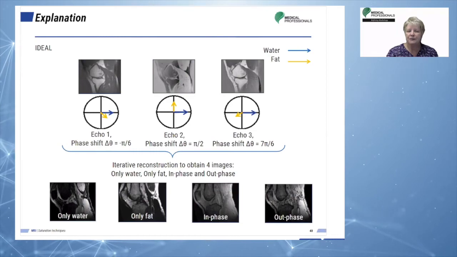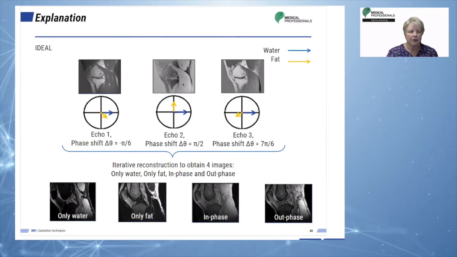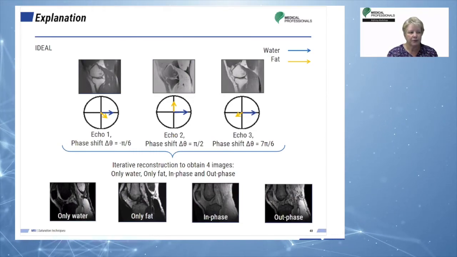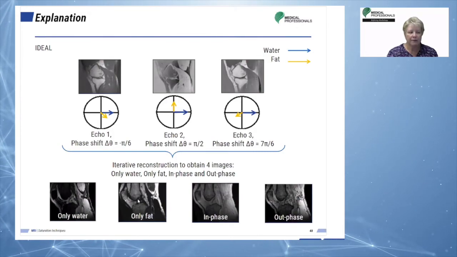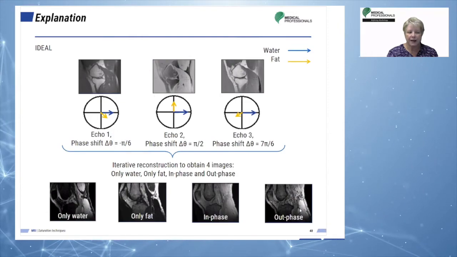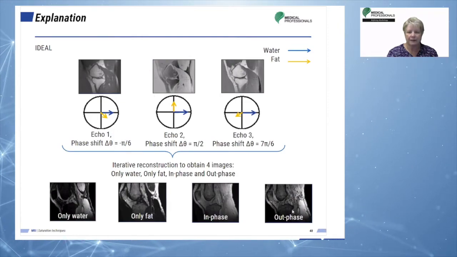We can see these 4 images here on the MRI of the knee. If you look at the bottom, we have the water only, we have the fat only, we have the in phase, and then we have the out of phase.